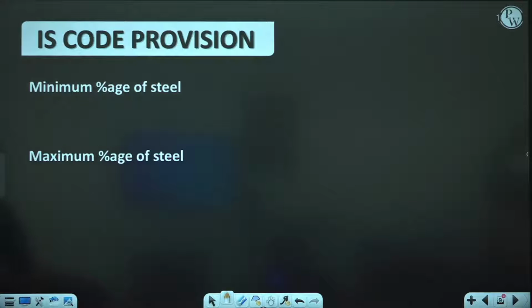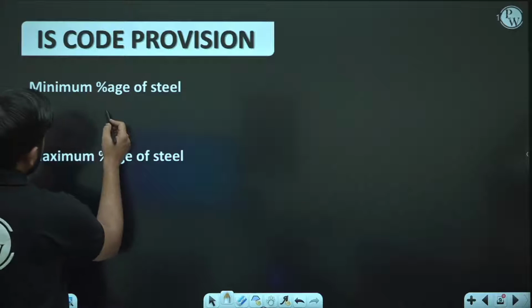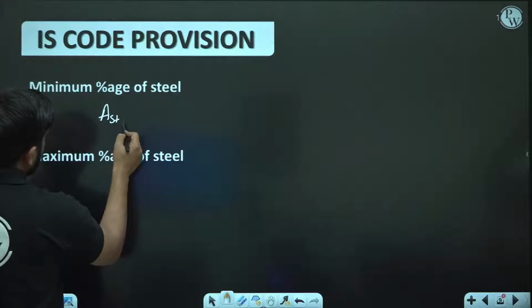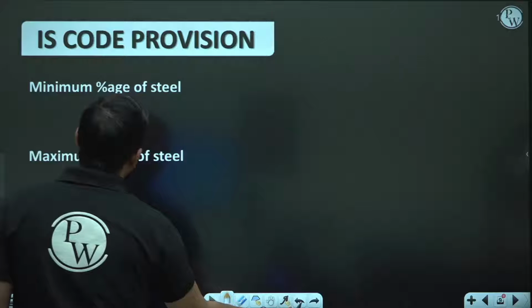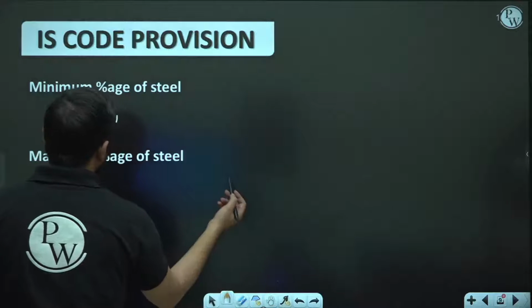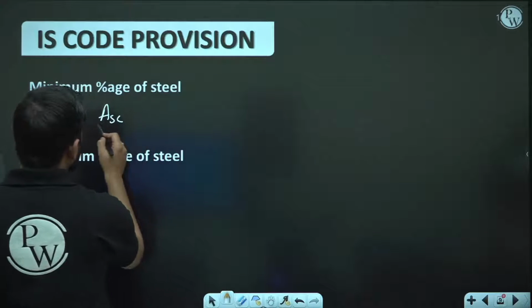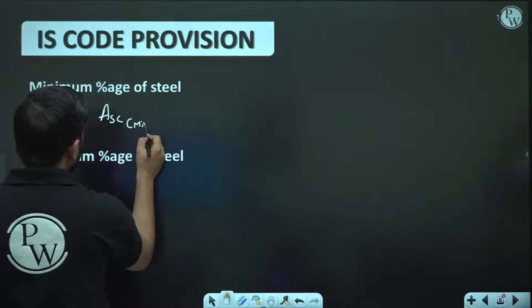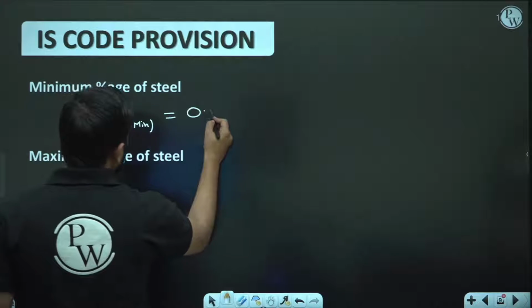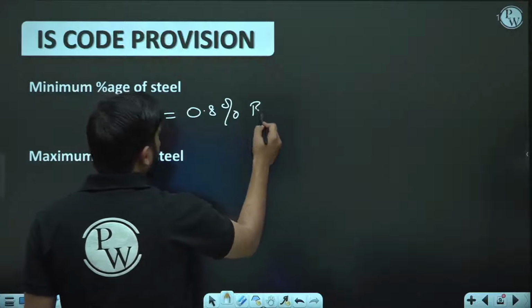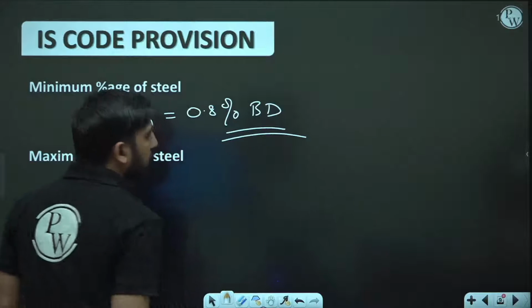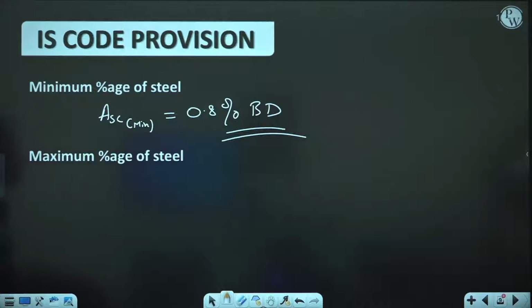First one is the minimum percentage of steel. The minimum percentage of steel is 0.8%. I cannot use A_s here, so it is A_sc, because here the steel is in compression. So the minimum percentage of steel is 0.8% of the total cross section.